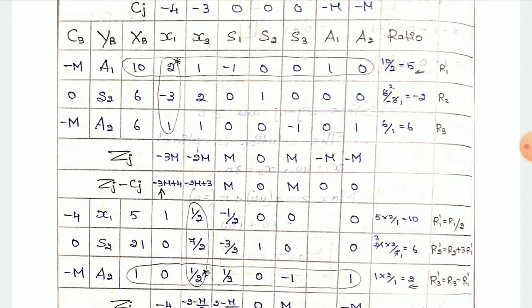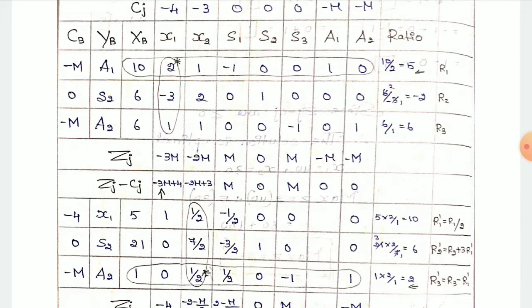So the coefficient of m is minus 3 here, minus 2. So the minus 3m is the most negative value, so you have to choose that as your key column. Using this key column we have to find out the ratio: 10 divided by 2, 6 divided by minus 3, 6 divided by 1.